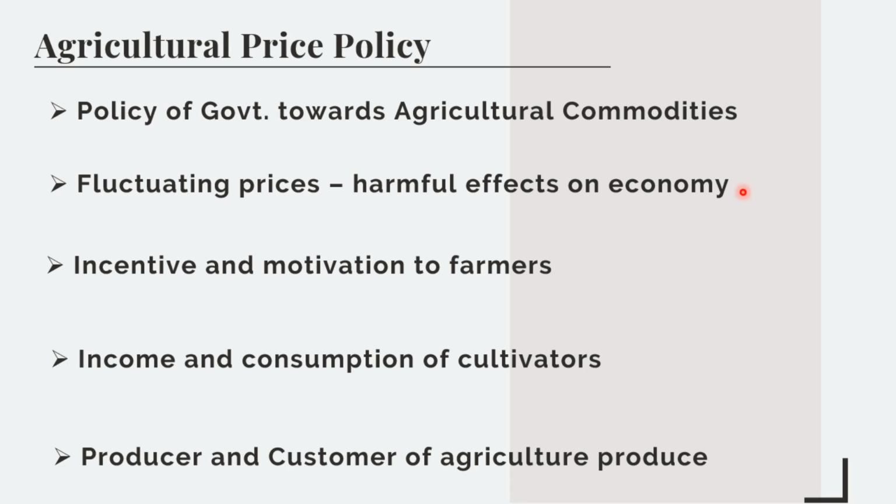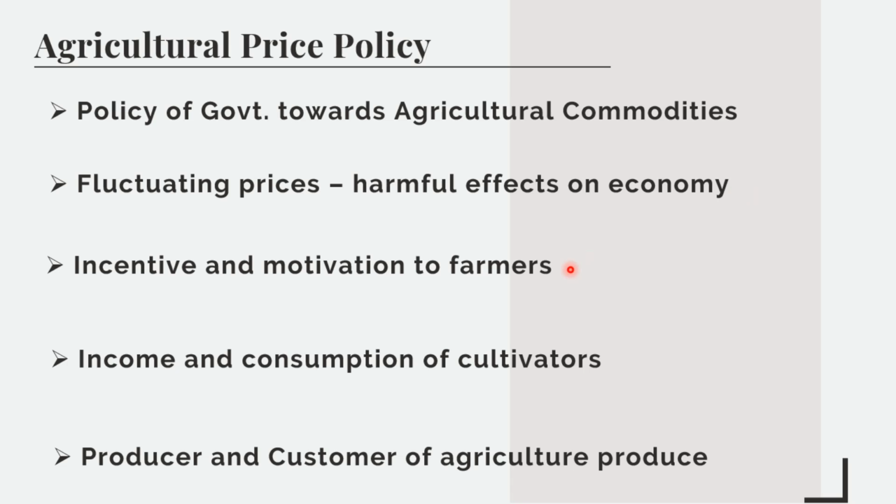And another thing is that the stable prices of agricultural commodities will give some incentive to the farmer. The stable price policy for agricultural commodities in some cases motivates the farmers to do cultivation, to do their occupation and to invest in that particular occupation. Therefore, it is a very important policy which motivates the farmers.